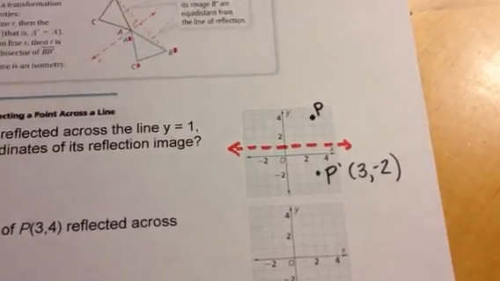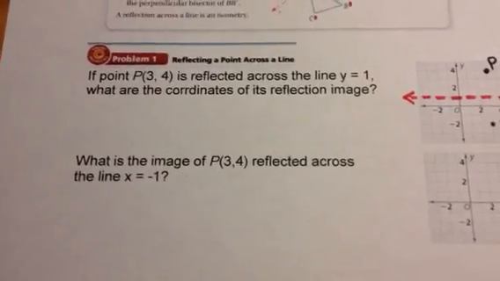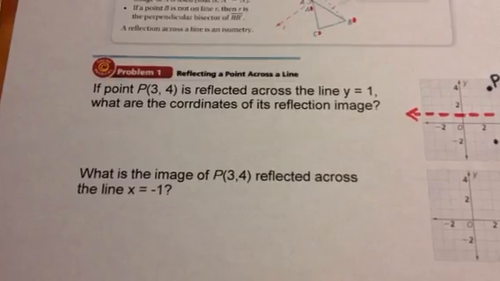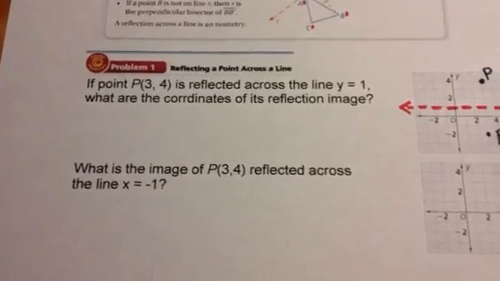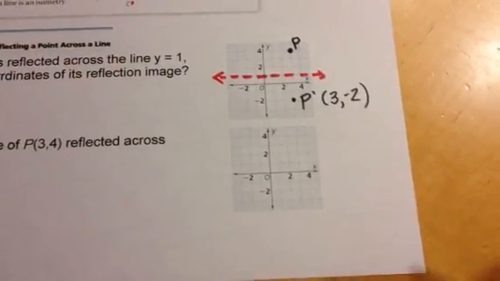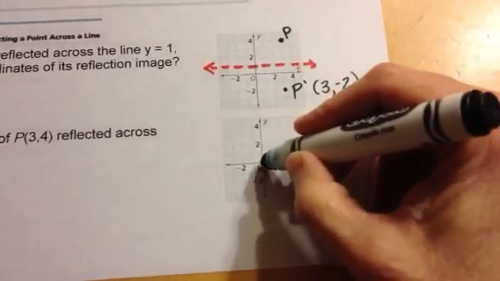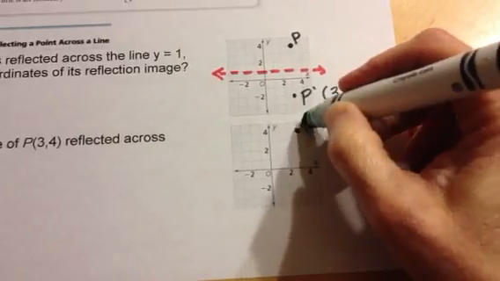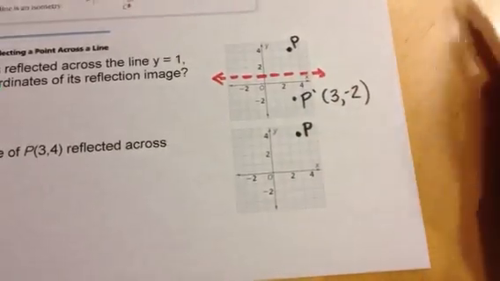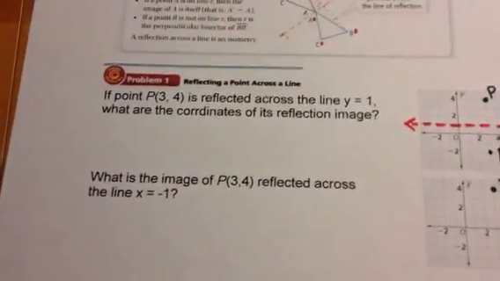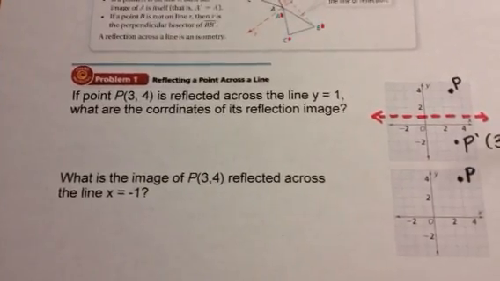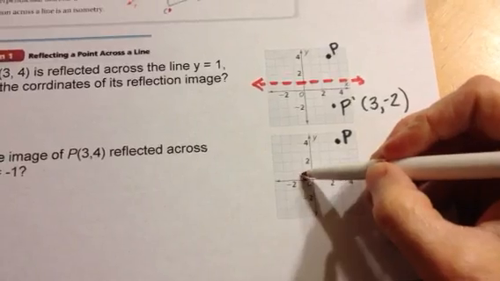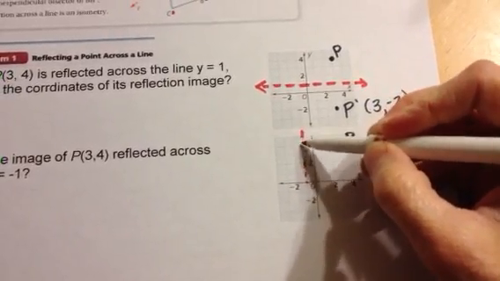Alright, well, let's try another one. This one says, what is the image of P, which is 3, 4, reflected across the line x equals -1? So let's go over there again. It said P is at 3, 4, so 3, 4. There's my P. This time it says go across the line x equals -1. So I'm going to look at, let's see, x-axis. X is at -1 here. So there is my line.